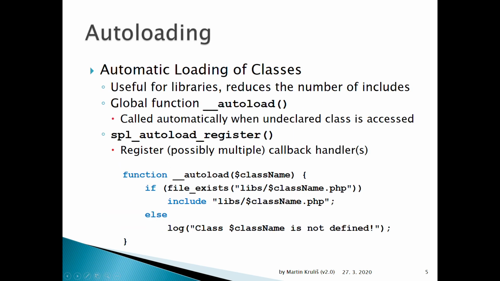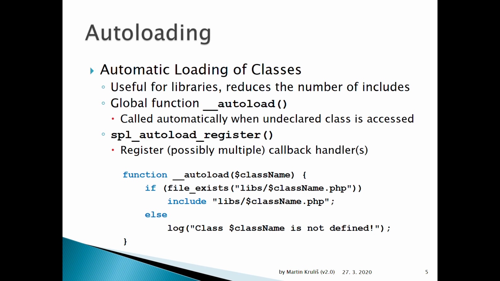I would like to start with something you should already know, and that thing is autoloading. Autoloading is a mechanism that should be used in libraries. It's automatic loading of classes based on their names. Just to revise the mechanism, the old way to deal with autoloading is to override the global function __autoload and place your loading code in there.